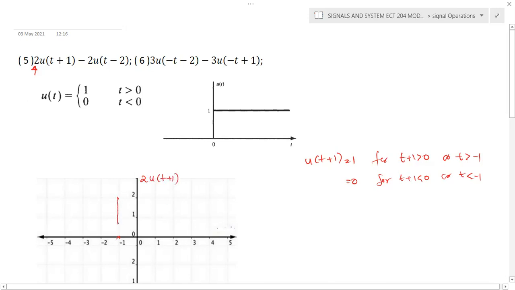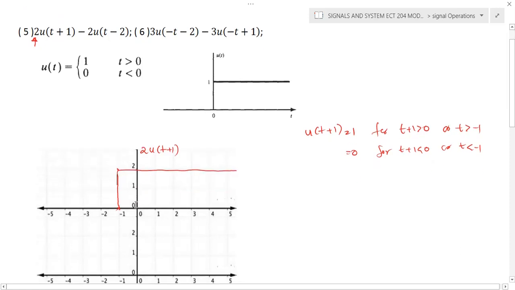Okay, so you can write 2 u of t plus 1 like this. So this is minus 1, and if t is greater than minus 1, meaning towards the right, the function magnitude is 1. So this is the signal 2 u of t plus 1. Okay, because u of t plus 1 is 1, and if you are multiplying with 2, the amplitude becomes 2.